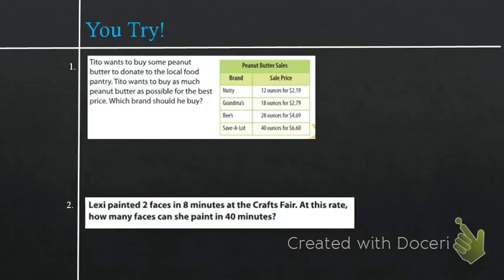After you finish these 2 you-tries, bring it to me so that I can check it, and then I will give you your homework. Even if you finish it or not, you will get your homework by the end of class.